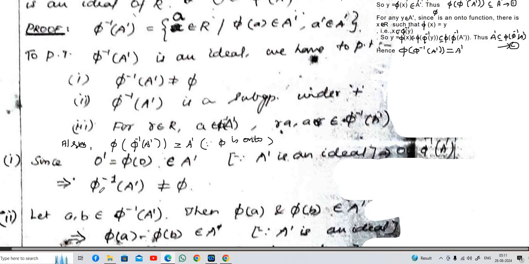This in turn implies that whenever you have phi of 0 belonging to A prime, by the definition of phi inverse of A prime, 0 belongs to phi inverse of A prime. So because 0 belongs to phi inverse of A prime, phi inverse of A prime is non-empty.